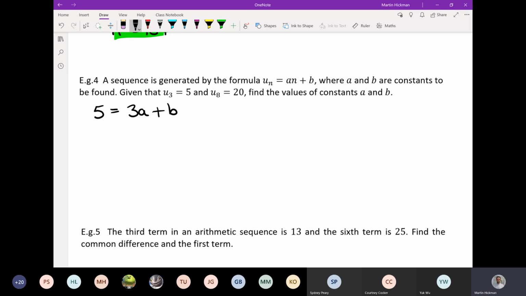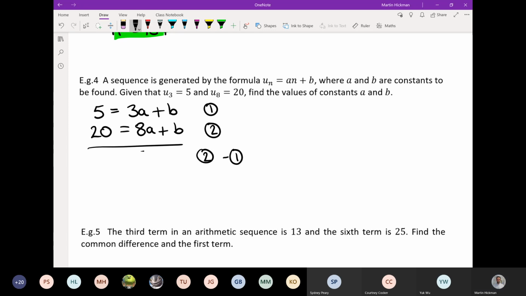u8 equals 20, which means the 8th term in the sequence is 20. So when you've got 20 there, you've got n as 8. If I call this equation 1 and this equation 2, what I can just do is 2 take away 1. And I'll just solve that to get that a is going to be 3.